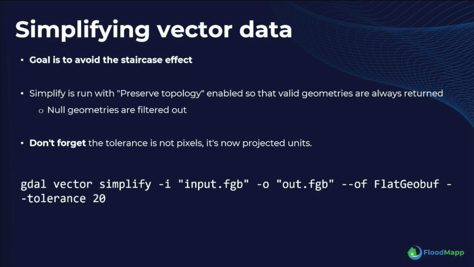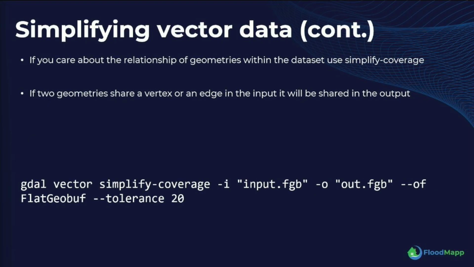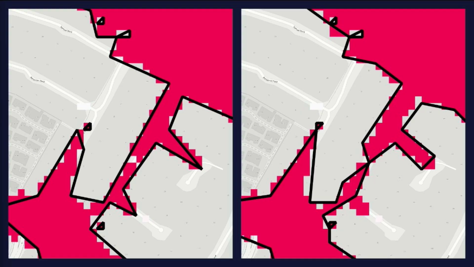So you can simplify this very easily. There are two methods to do that: simplify versus simplify coverage, and I'll let you read the notes later. They use the Douglas-Peucker algorithm versus the Visvalingam-Whyatt algorithm. Basically, on the left is simplify, and on the right is simplify coverage. The idea of simplify coverage is that it maintains the connection between adjacent polygons.